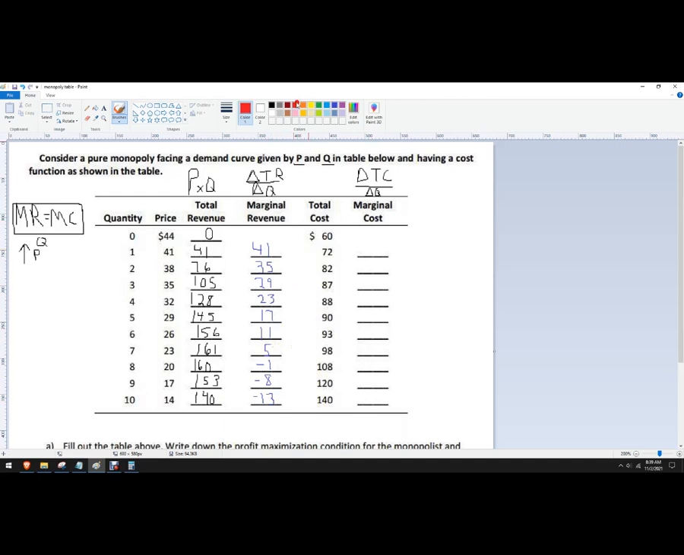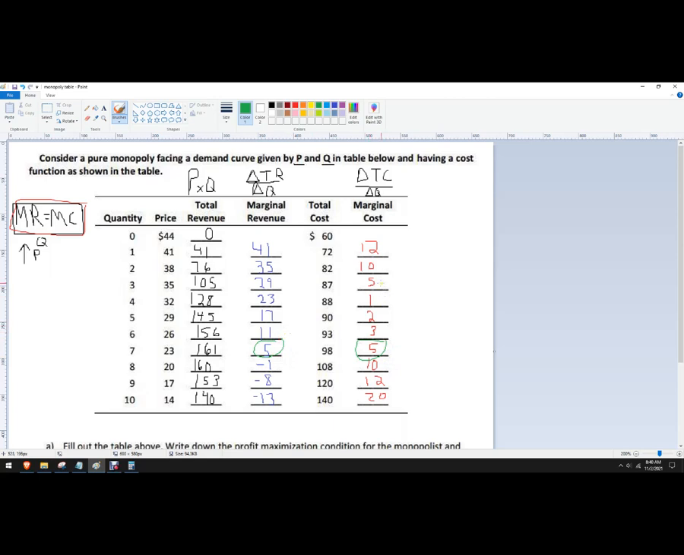Now we want to do marginal cost. We'll do that in red. So it's the additional cost, or this minus this, which is 12, 10, 5, 1, 2, 3. Okay, and now I can find this profit maximizing condition if I just compare where I'm at. So the answer immediately jumps out because 5 equals 5 right here.